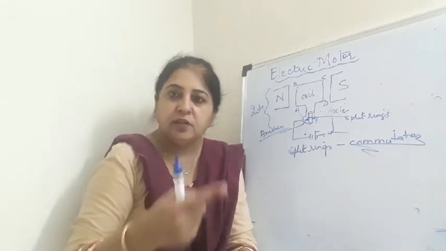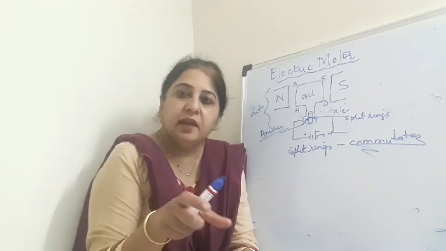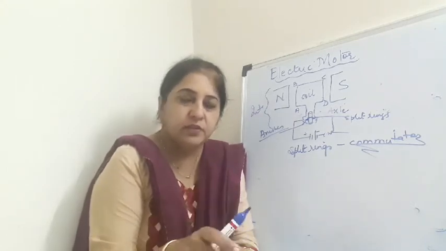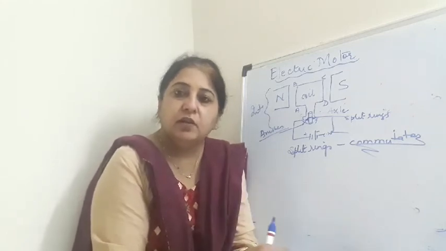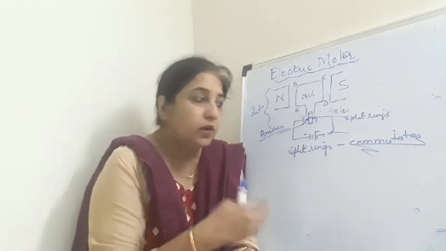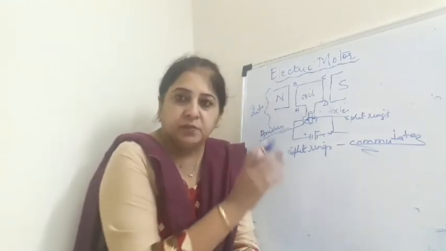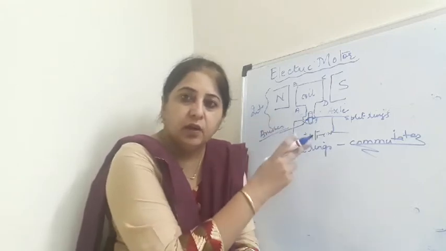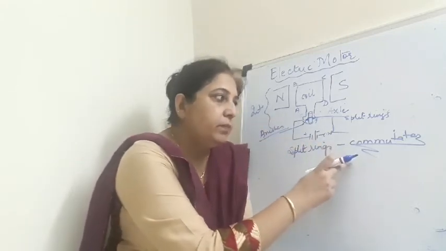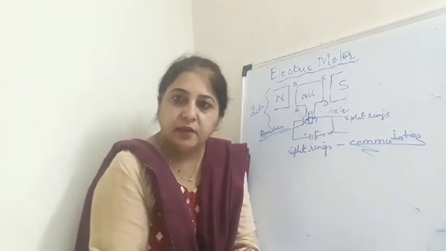So when the rotation is taking place, even the split rings are changing their positions, and they are responsible for changing the direction of the current in the coil. Therefore they are called the commutator. So what is the question? Why are split rings called commutator? Because split rings change the direction of the current in the rectangular coil, hence they are a commutator. And what is a commutator? A commutator is a device which changes the direction of the current.